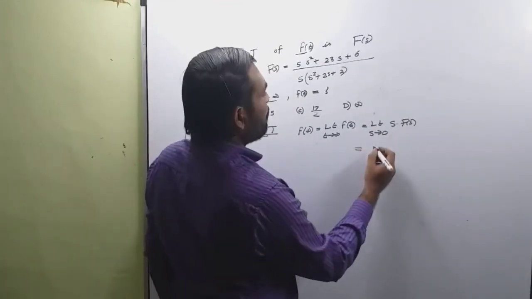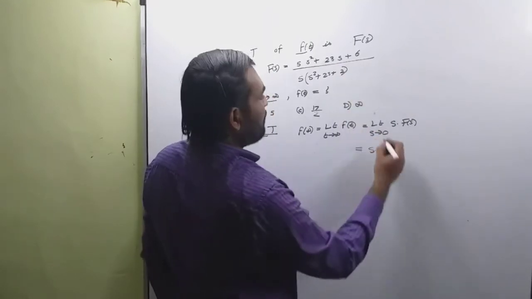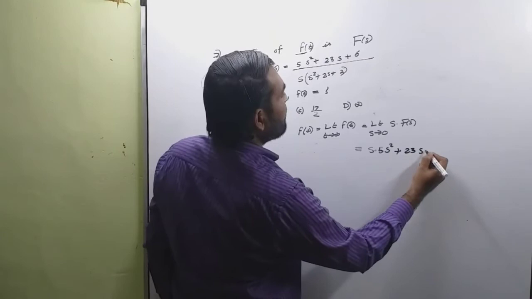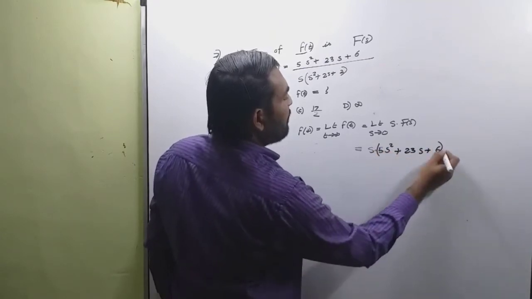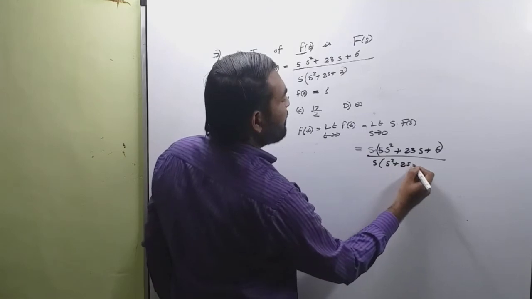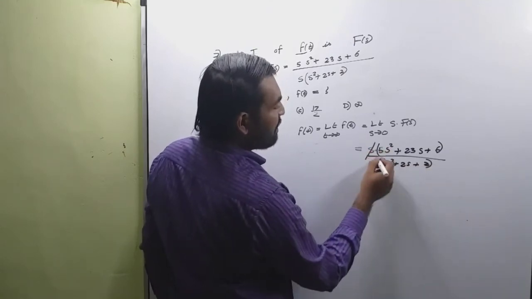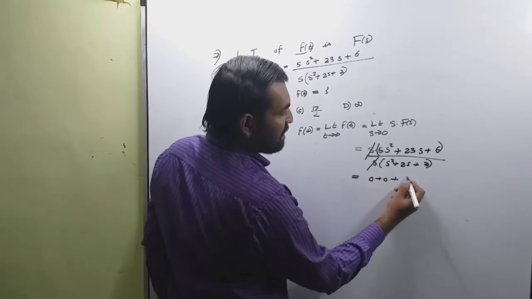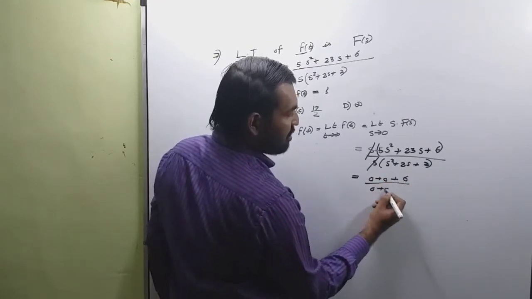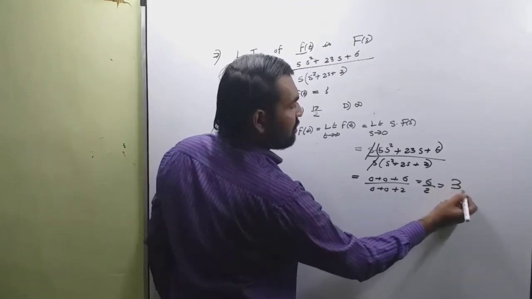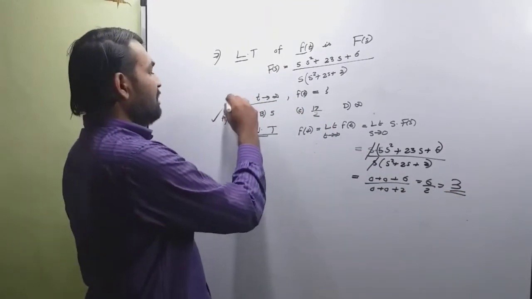That is equal to s times (5s square plus 23s plus 6) divided by s times (s square plus 2s plus 2). This s and s get cancelled. So this is equal to (0 plus 0 plus 6) divided by (0 plus 0 plus 2). 6 by 2, that is equal to 3. So A is the answer.